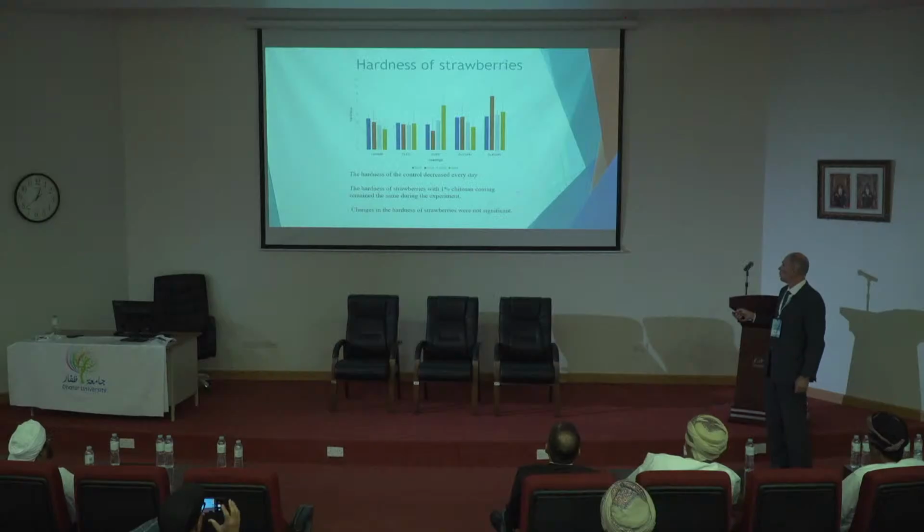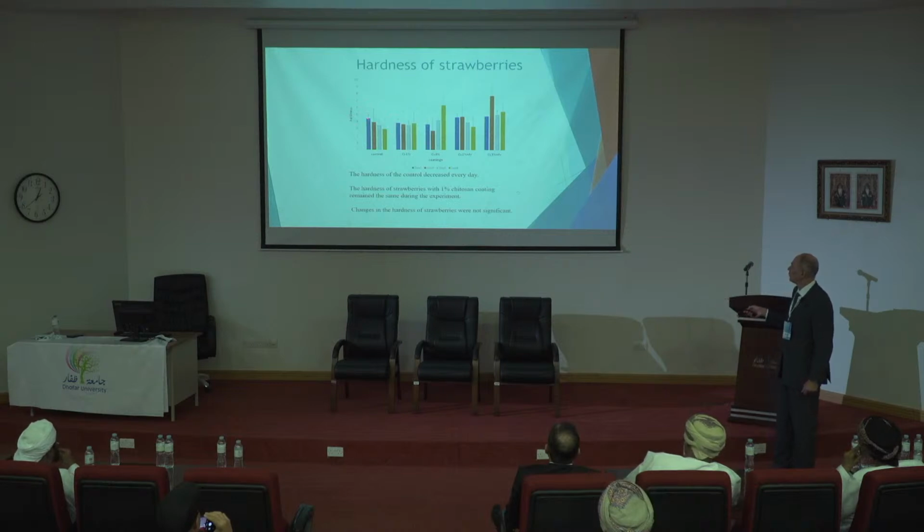Hardness of strawberries decreased during the 8 days of the experiment. So you can see the control is decreasing over time. For others, I can point out the chitosan 1% coatings, where the hardness remains the same. For others, it was going down and upwards. But still, you see that the standard deviation is quite high. That's why the changes were not significant.